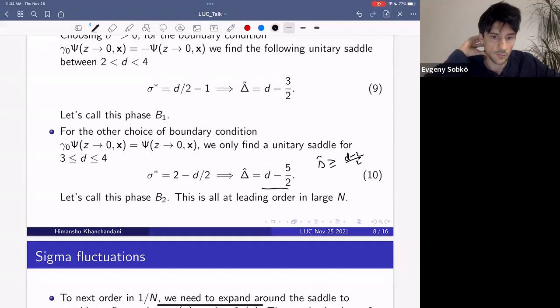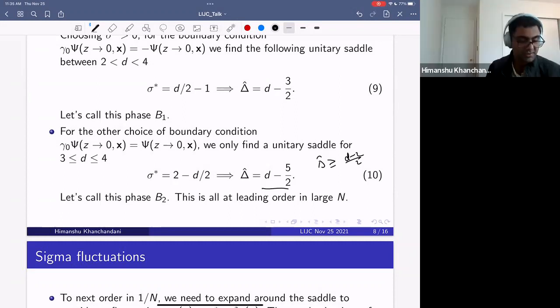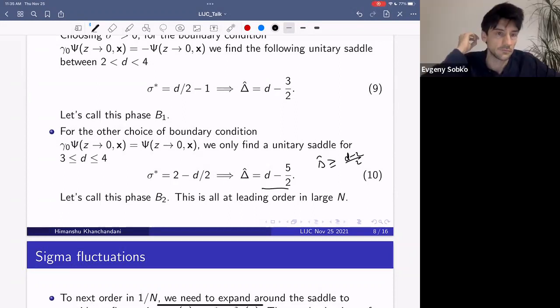Does it have any physical sense or not at all? I think this is still physical, but it's just not unitary.